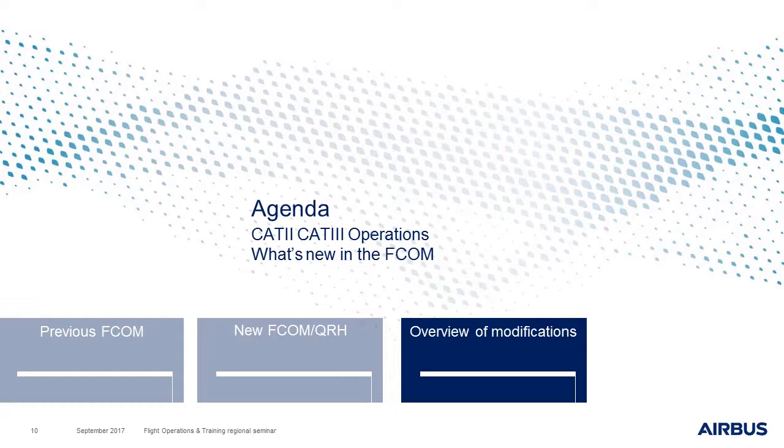So we have seen that we have separated CAT2, CAT3 specificities from autoland specificities. We create a dedicated section in the SOP Approach using log glide slope guidance to cover CAT2, CAT3 specificities and to cover the management of failure cases. And we create also a section called Autoland in the SOP landing. Let's now have an overview of these modifications.